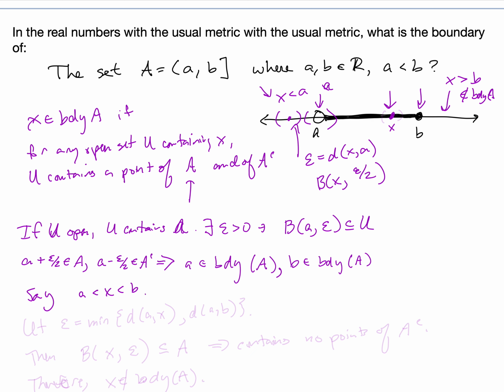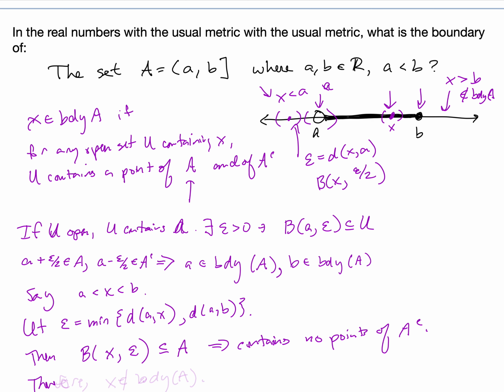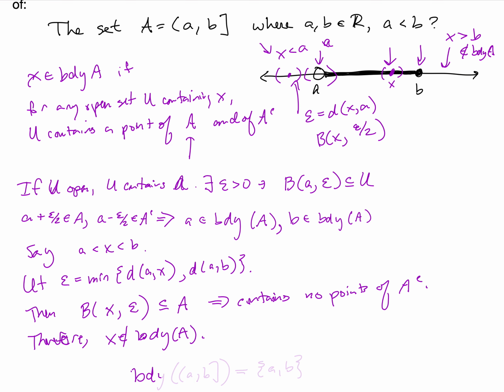Then if we have some point x here, there's definitely going to be some ball of some radius that is completely inside of the set A. In other words, it does not contain any points of A complement. So let epsilon be the minimum of the distance between A and x and the distance between x and B. Then the ball centered at x of radius epsilon is completely contained inside the set A, and so this contains no points of A complement, and therefore x would not be in the boundary of A in this case. So this tells us that the boundary of this half-open interval from A to B would be just the endpoints A and B, which I think intuitively makes some sense.